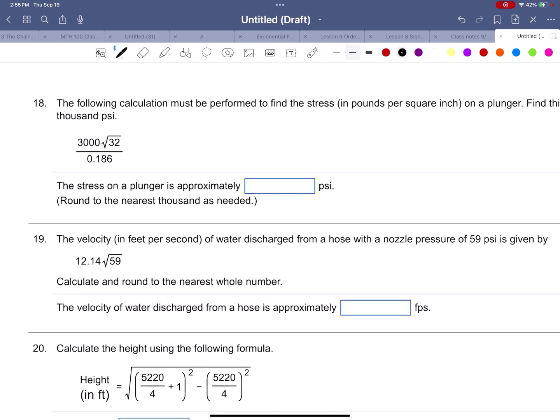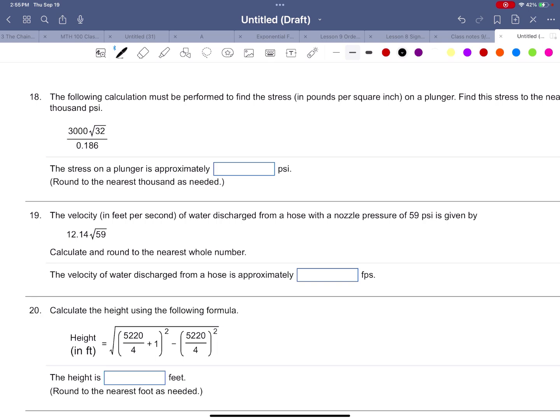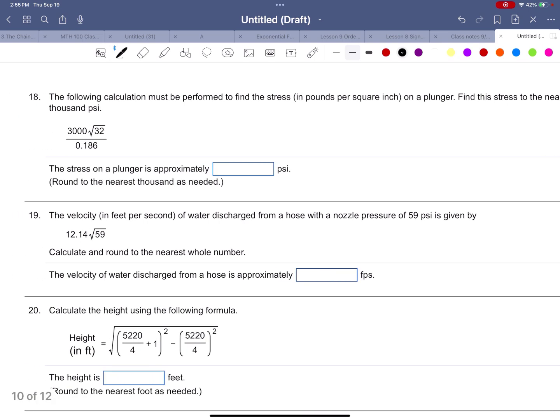Number 18. The following calculation must be performed to find the stress in pounds per square inch on a plunger. Find the stress to the nearest 1,000 psi. Now you've got to be careful here. This says 1,000, not thousandth. So it's like 19,000 or 5,000 or 21,000. So we're not doing thousandths. Thousandths with the THS on the end would be 3 places past the decimal: tenths, hundredths, thousandths.